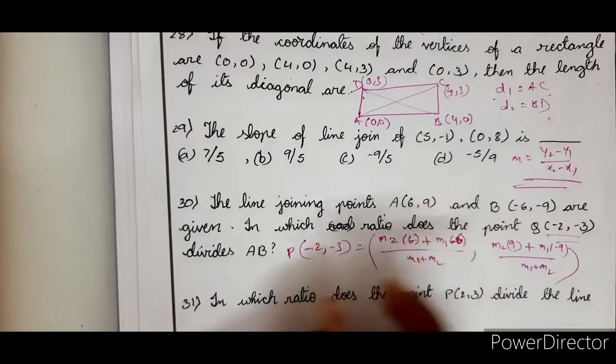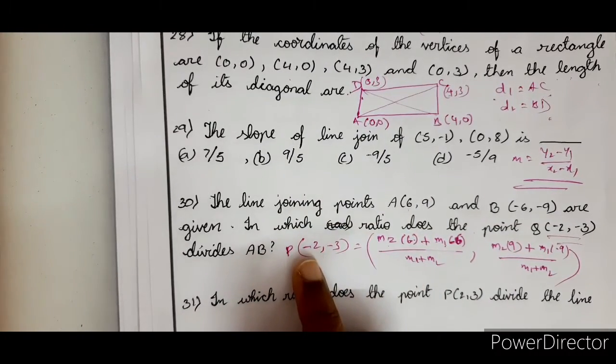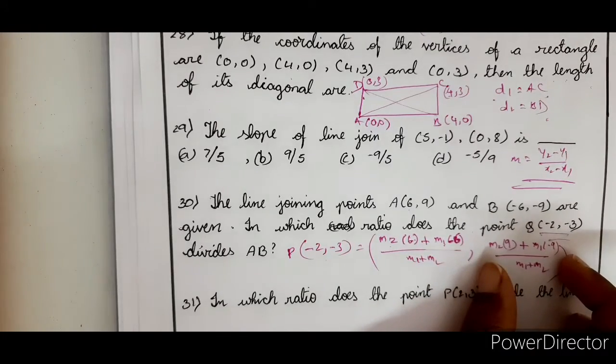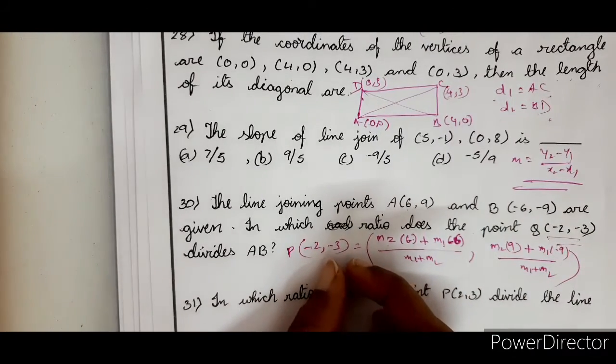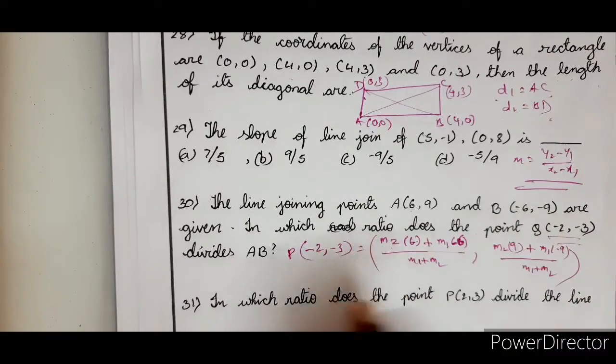So you equate this to this one, this is minus 2. You will get one equation in terms of M1 and M2. Equate the ordinate to the ordinate of this one, that is, the y coordinate to the y coordinate, and you will get another equation in M1 and M2. You want me to solve? Okay, then I will solve it.